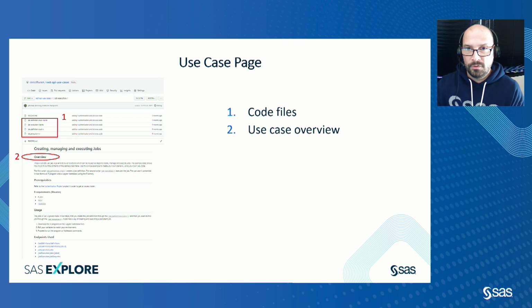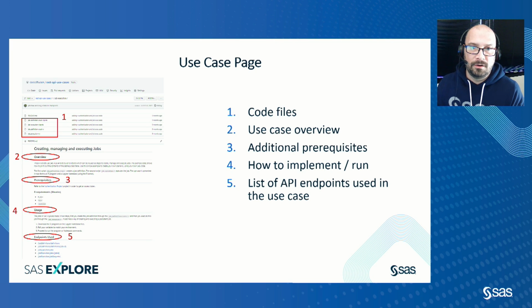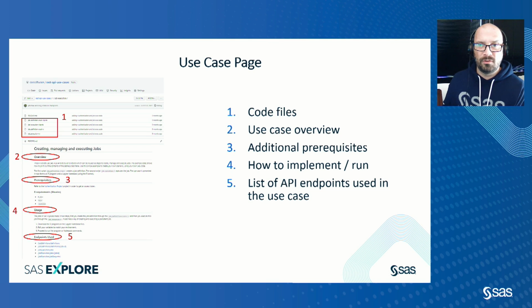We give you a use case overview. So this is, what is this use case actually doing? Additional prerequisites. So these would be prerequisites above and beyond what we had for all of the R examples. This is something specific to this use case. How to implement and run it. Okay, now we're here, we have the code, what do we do? And that's where you can go to the usage. And then the last thing we have here are the endpoints that we're actually using, and it has links to the documentation. So if you need more information about the API endpoints that you see here, we would have that as well.